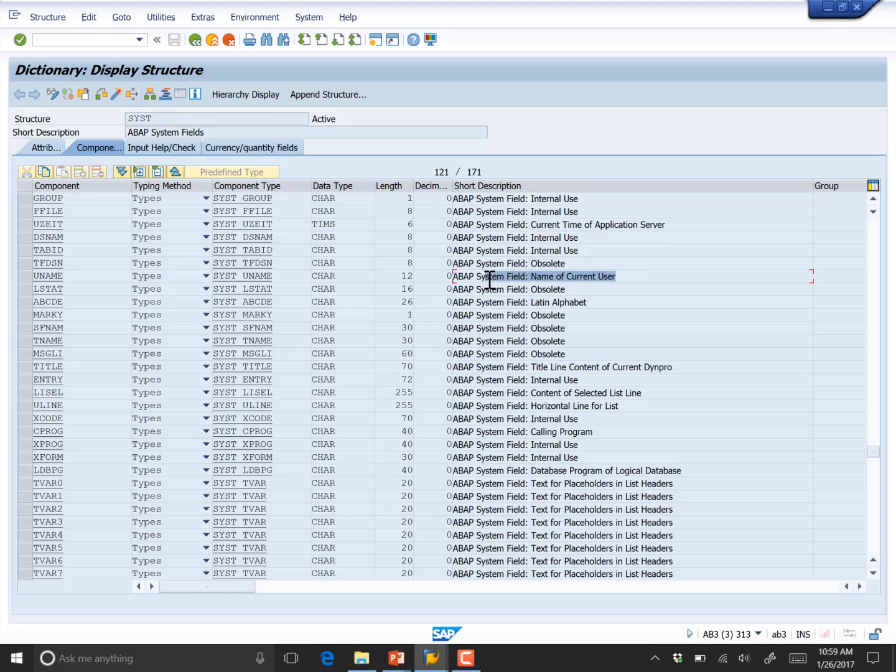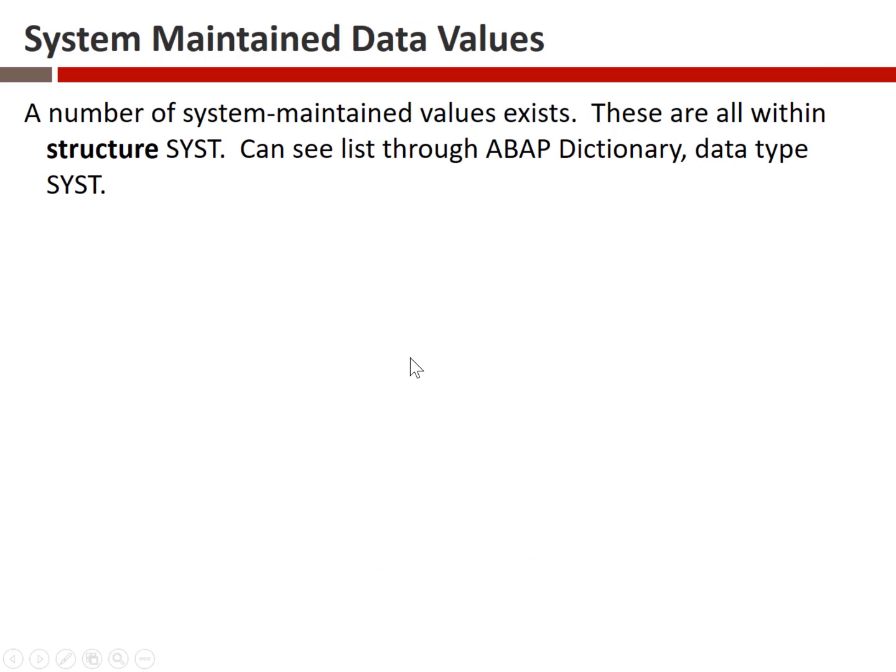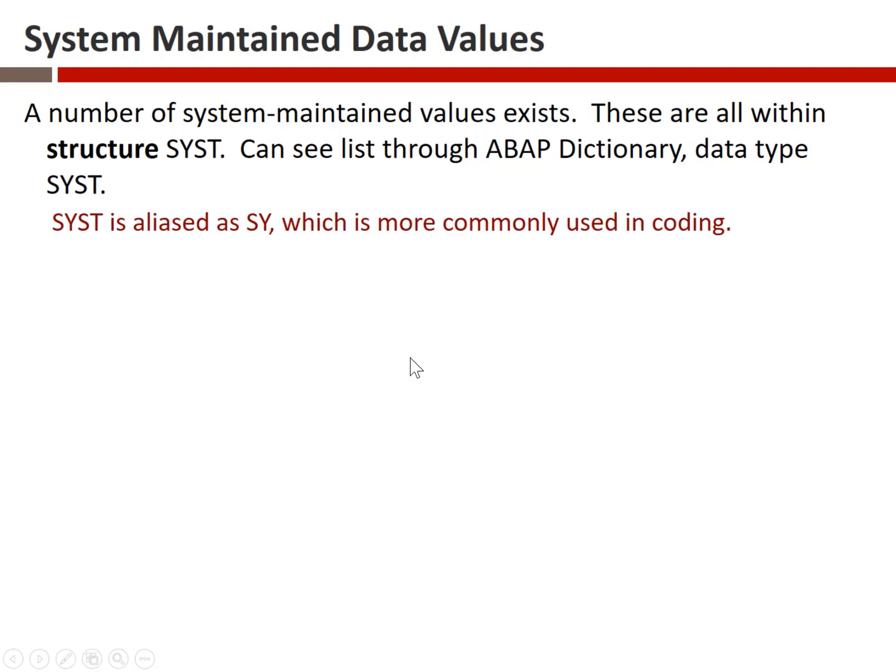What's the login name of the current user? Well, I might want to grab that and use that in my program. So the way I do that is through this particular structure. Now, SYST is actually aliased as SY. So one of the fields in SYST was MANDT. And I happen to know from frequent use that is the client number of the user.